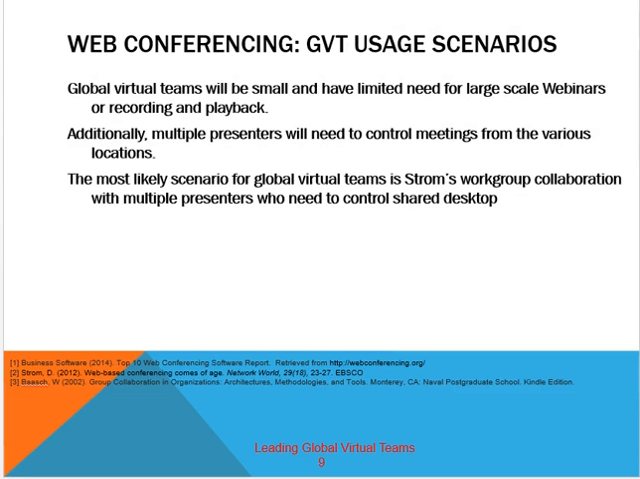So, what would a global virtual team use? The most likely usage scenario is workgroup collaboration. All vendors are capable in this sweet spot of the market. Global virtual teams will be small and have limited need for large-scale webinars or recording and playback. Additionally, multiple presenters will need to control meetings from the various locations. The most likely scenario for global virtual teams is Strom's workgroup collaboration with multiple presenters who need to control a shared desktop.